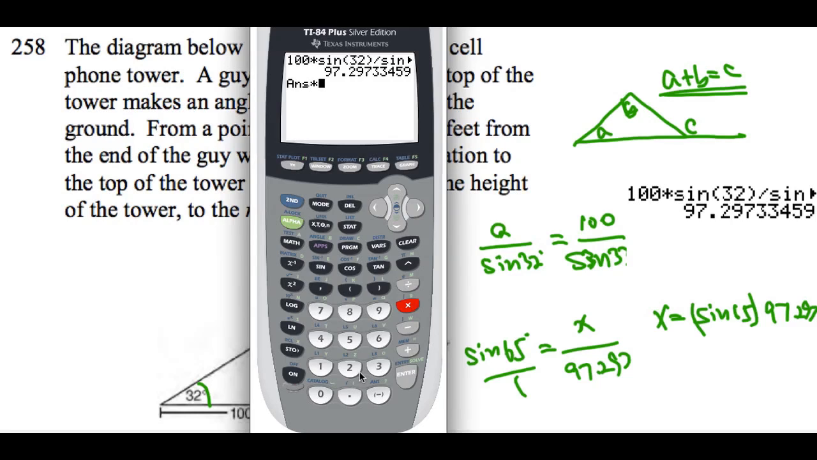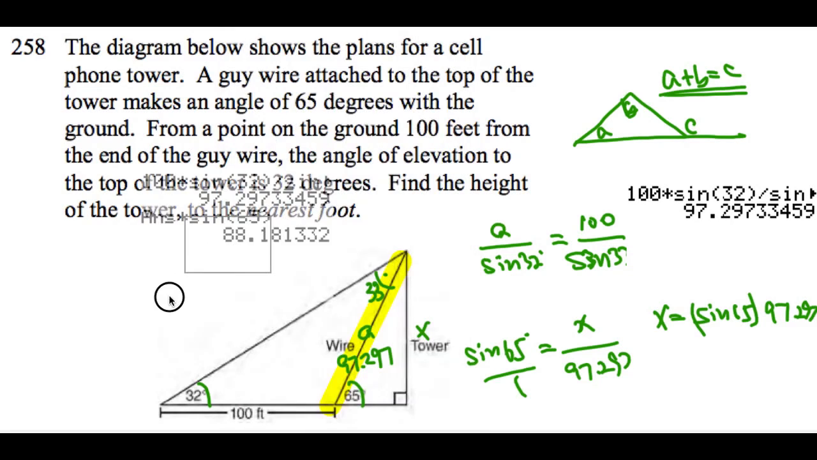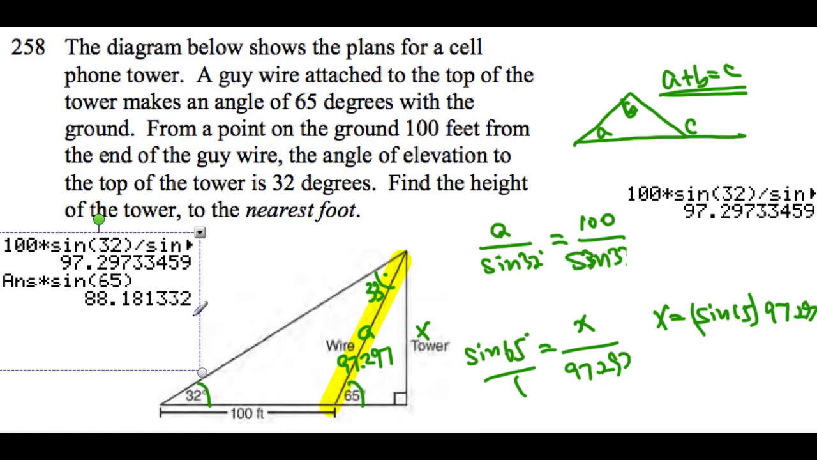If I go back to the calculator, the value is still there. All I have to do is multiply that by sine of 65. Then our answer is 88.18, so our answer is 88. That becomes our answer.